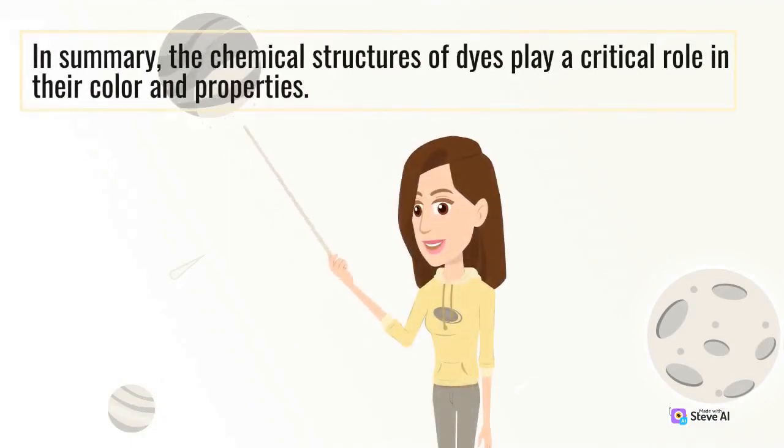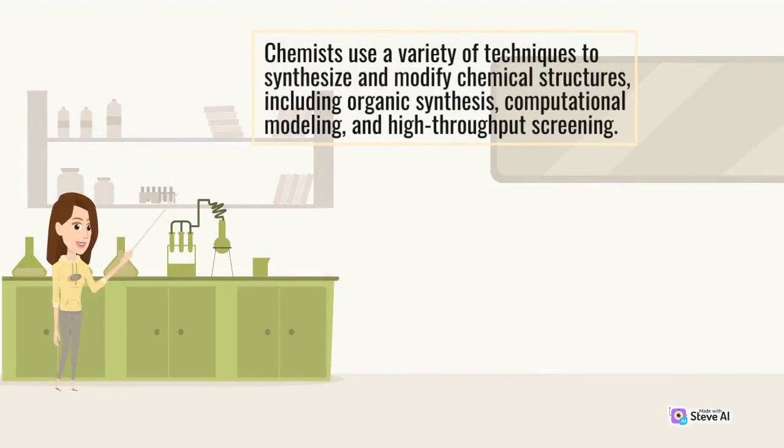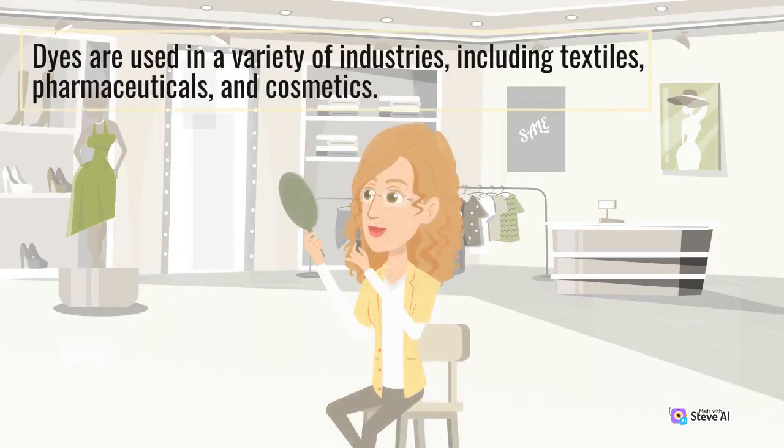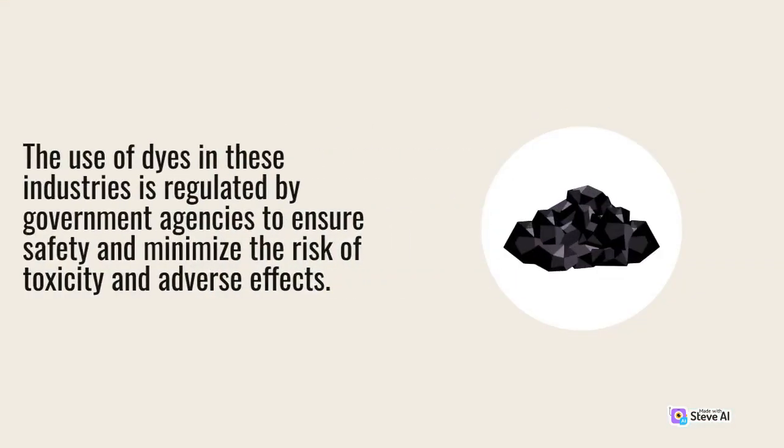In summary, the chemical structures of dyes play a critical role in their color and properties. Chemists use a variety of techniques to synthesize and modify chemical structures, including organic synthesis, computational modeling, and high-throughput screening. Dyes are used in a variety of industries, including textiles, pharmaceuticals, and cosmetics. The use of dyes in these industries is regulated by government agencies to ensure safety and minimize the risk of toxicity and adverse effects.